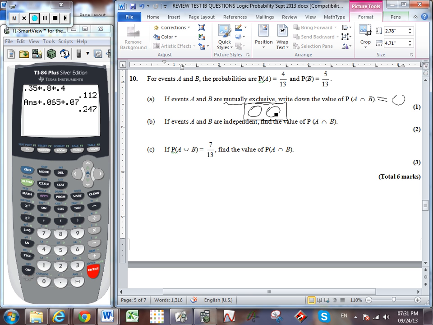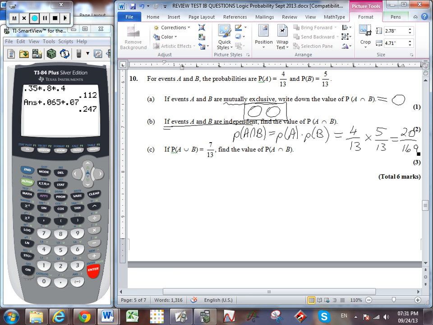Now let's suppose events A and B are independent. Because you've been given that they are independent, well then we know that the probability of A and B is equal to the product of their probabilities. Anytime you know that they are independent, you are allowed to multiply them as given. So 4/13 times 5/13 gives us 20 over 169.